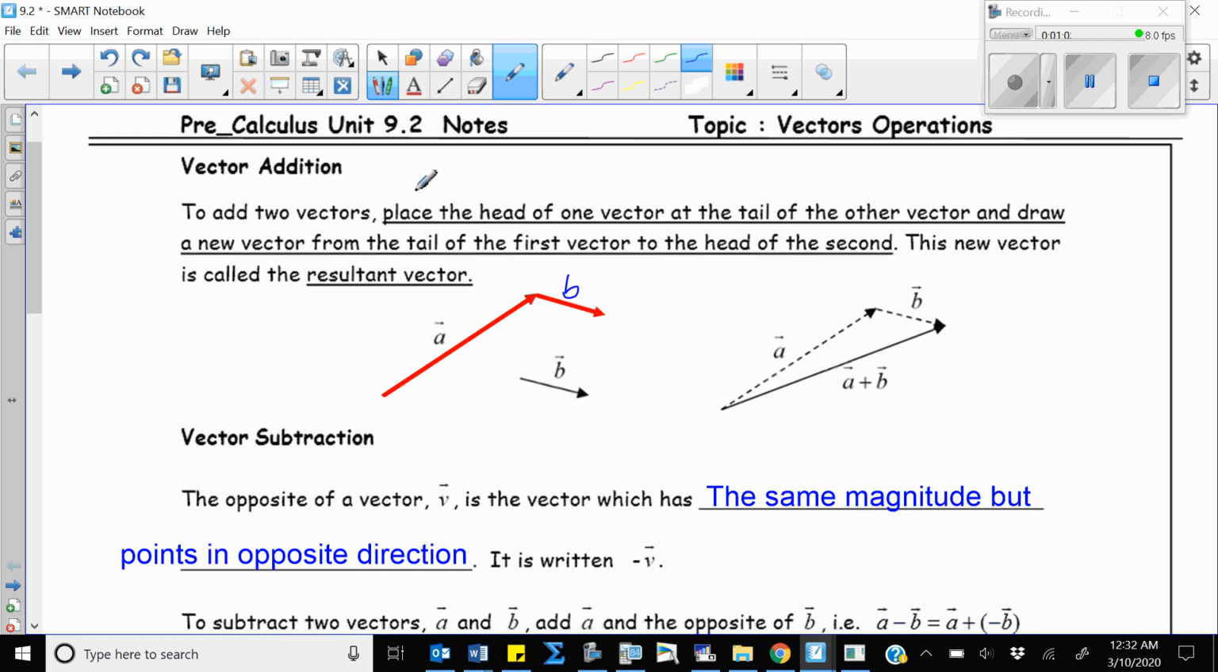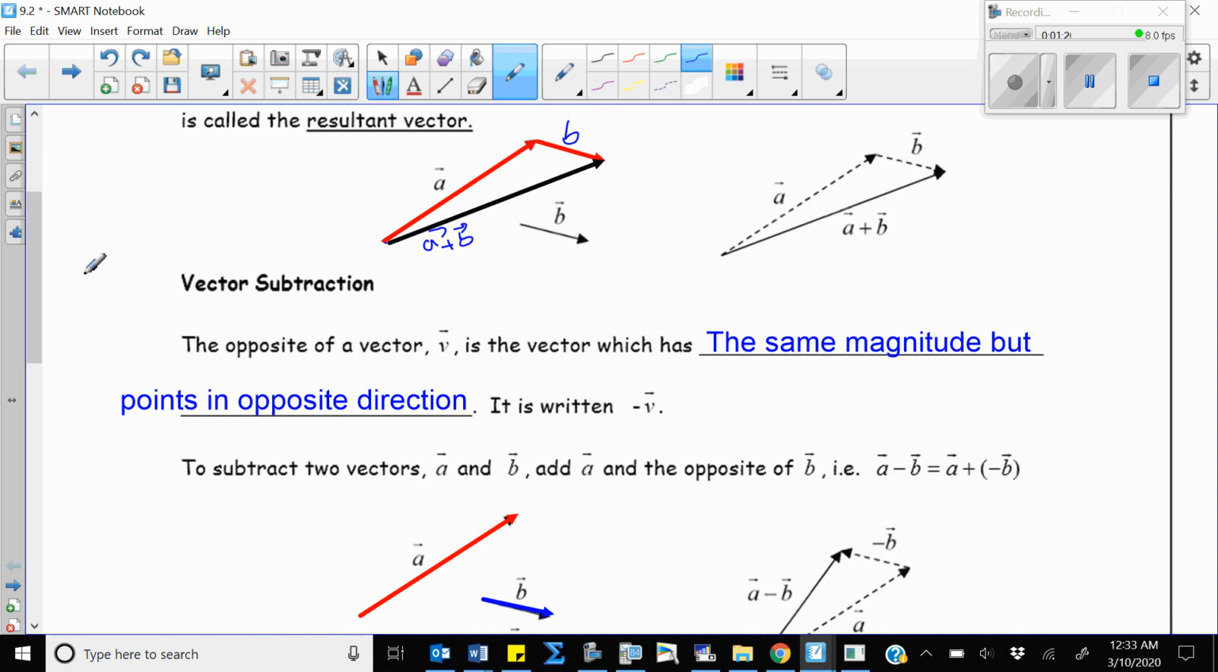And then a plus b is going to be the line that connects the head of a to the tail of b. So this line that connects the head of a to the tail of b is called a plus b. So that's how we add two vectors.